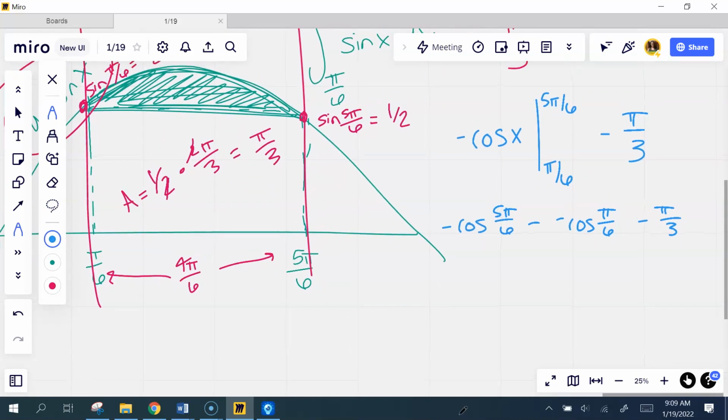Cosine of 5 pi over 6 is going to be square root of 3 over 2, right? But it's negative. So a negative and a negative is going to give me square root of 3 over 2. Do you agree or disagree? Plus cosine of pi over 6, right? Are y'all with me or no?